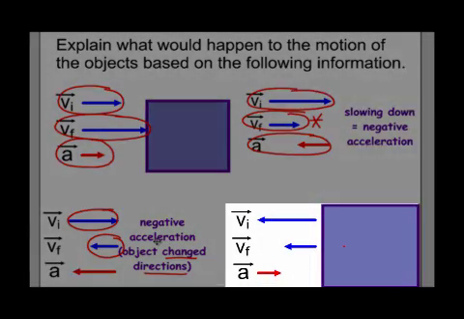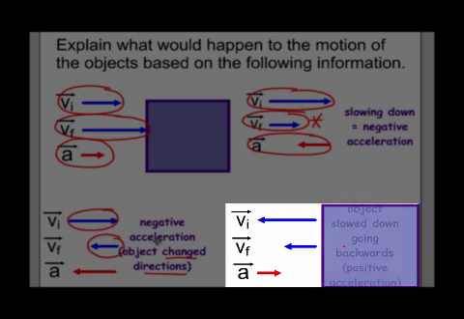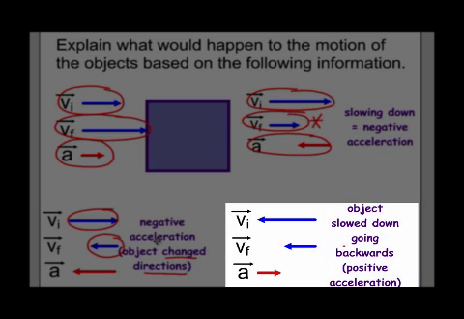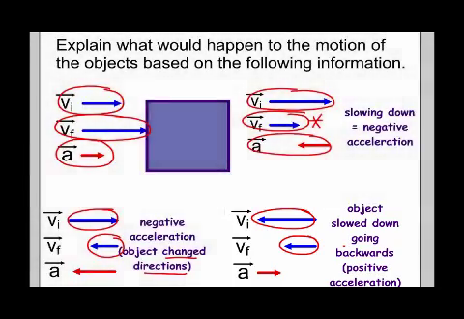Last one over here, I have an initial velocity to the left, a final velocity to the left, and an acceleration to the right. The object is slowing down because this arrow is bigger than this arrow. The final velocity is smaller, so it's slowing down. It's positive acceleration because it's going backwards. So hopefully that'll help you understand the difference between the two.